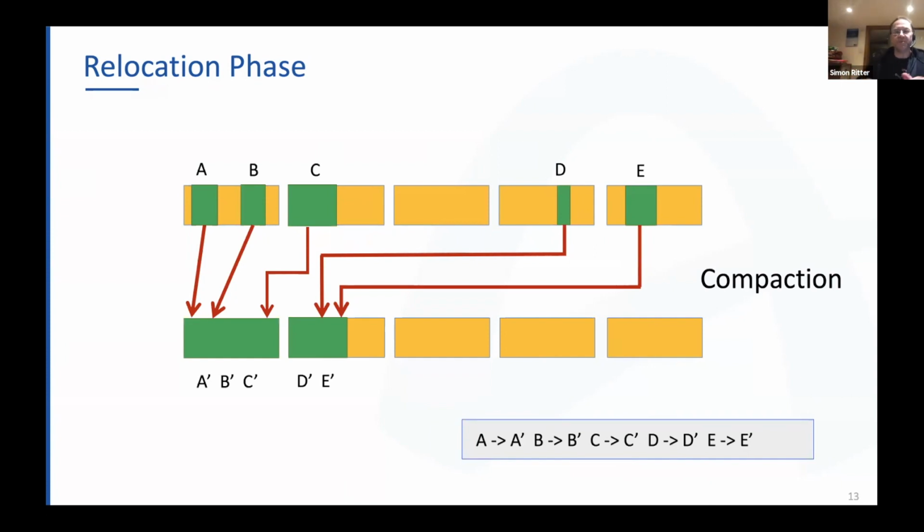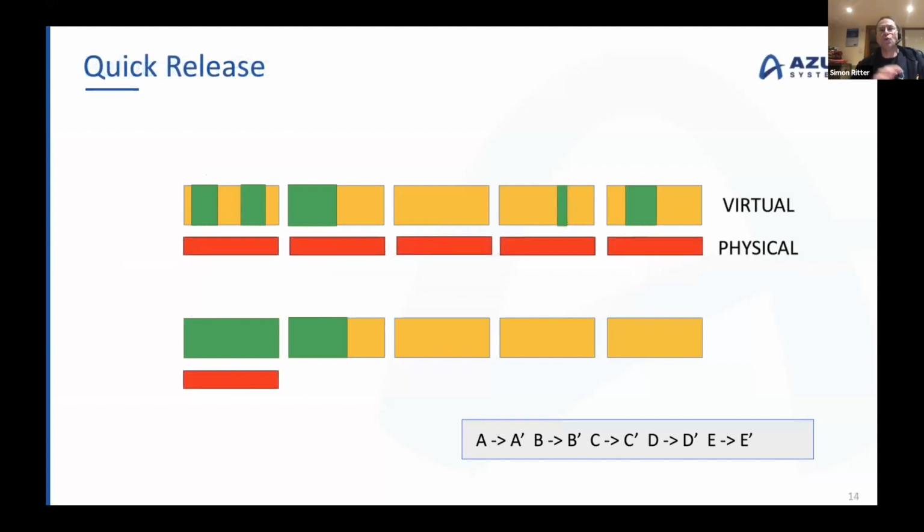We have a very obvious reason why we want to use a side table, because some other algorithms use a thing called a Brooks forwarding pointer, which essentially puts a pointer inside the object itself, so you can tell whether it's been relocated or whether the object is where you think it is. We don't do it that way. We put it in a side table. And the reason for that is what we call quick release.